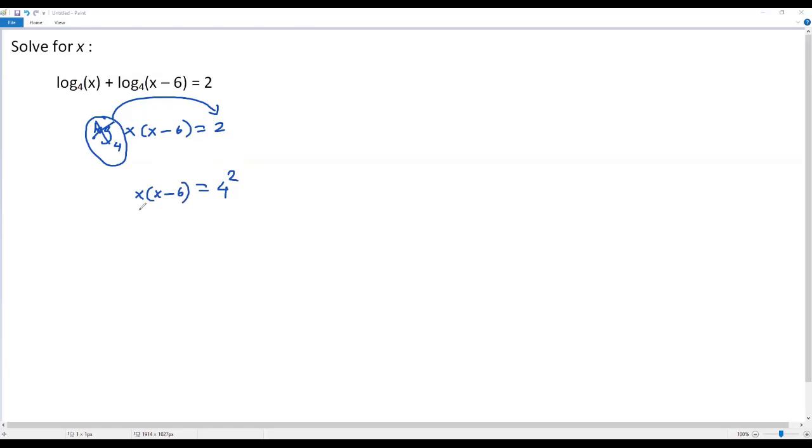Okay, now we have to distribute this x to x and negative 6. When I distribute x to x, I'm getting x squared. When I distribute x to negative 6, I'm getting negative 6x, equals the evaluation of 4 squared, which is 16. Okay, here we have a quadratic equation.